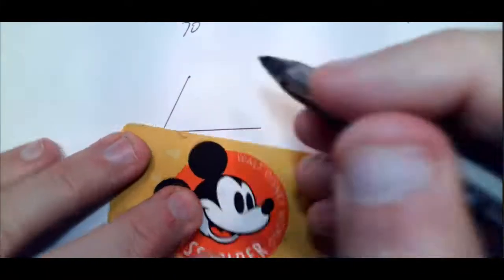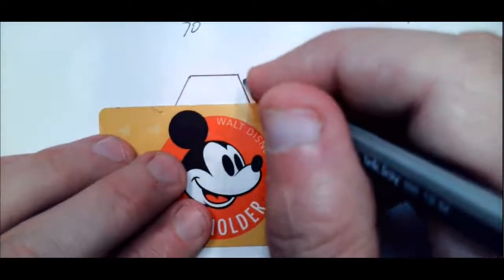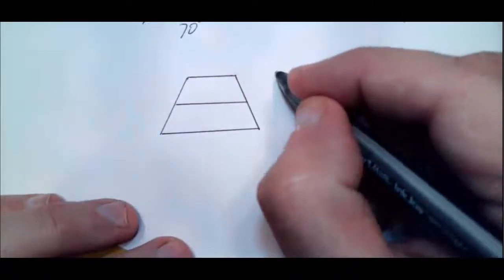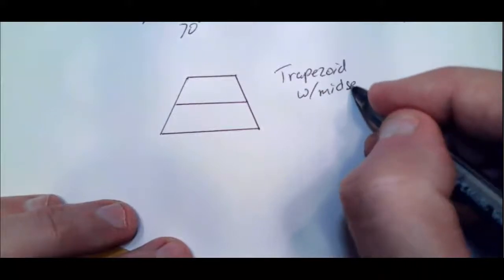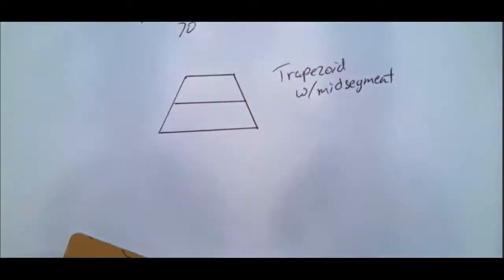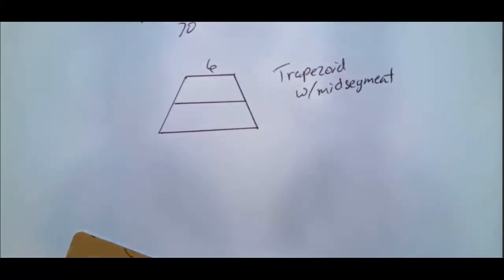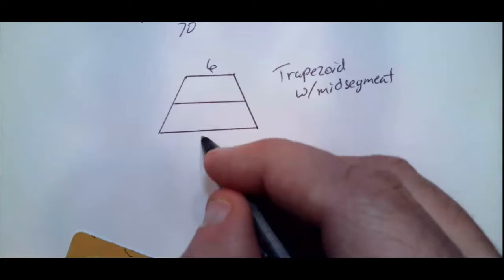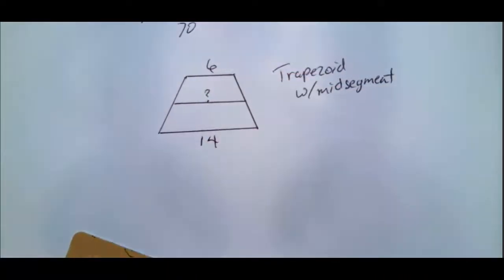So, everybody draw a trapezoid. And this time, I want you to put in a mid-segment. So this is a trapezoid with a mid-segment. This is going to be very, very similar to the triangle mid-segment theorem that we learned earlier in the year. So everybody write in the number 6 here and the number 14 here. And I want to find the length of the mid-segment.